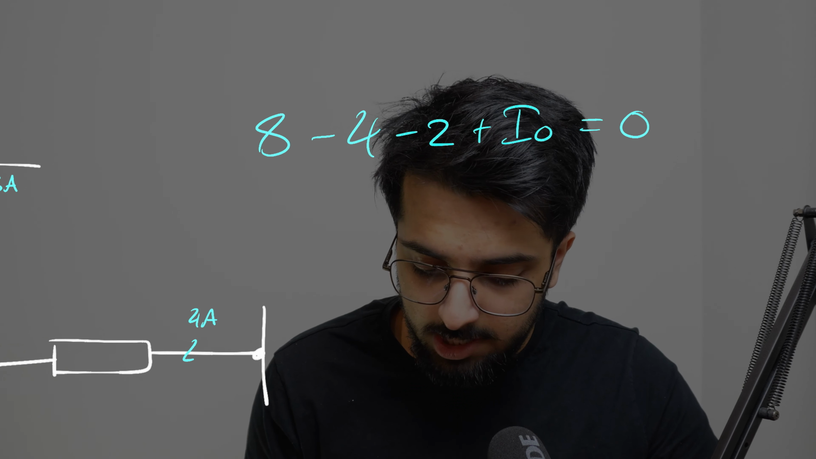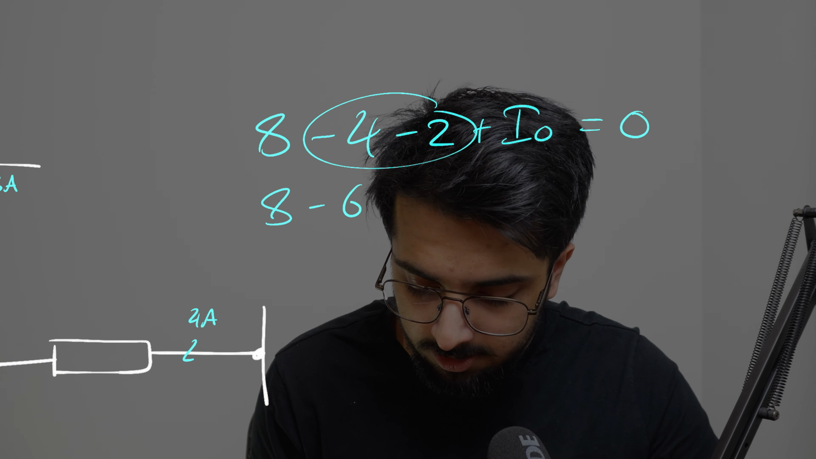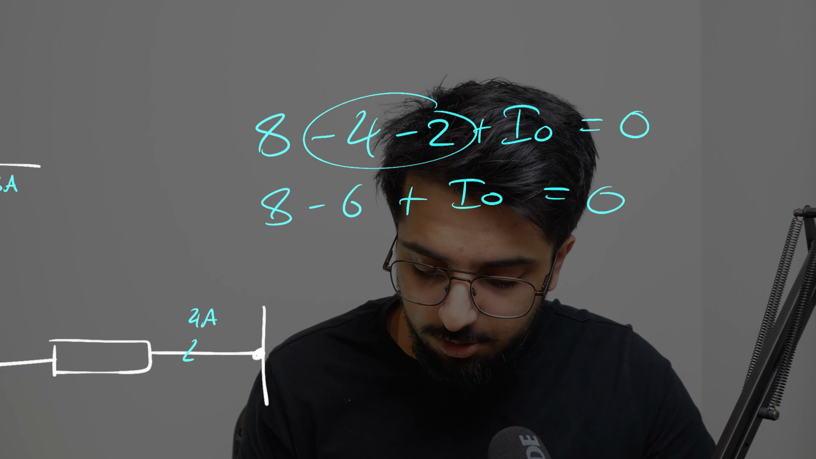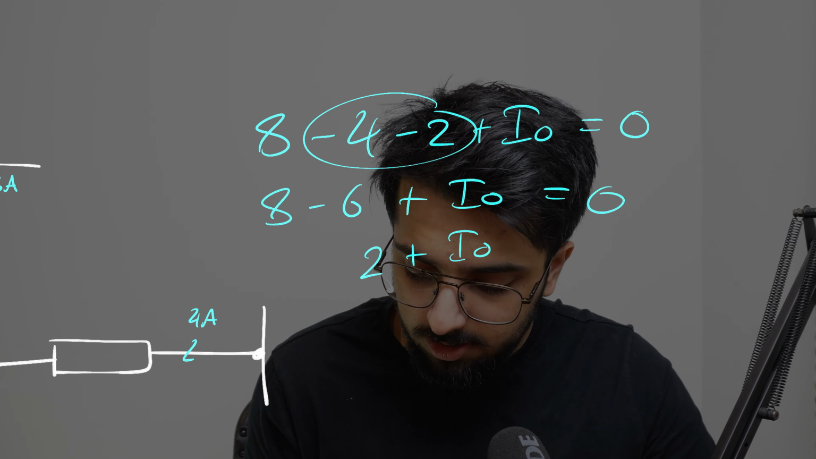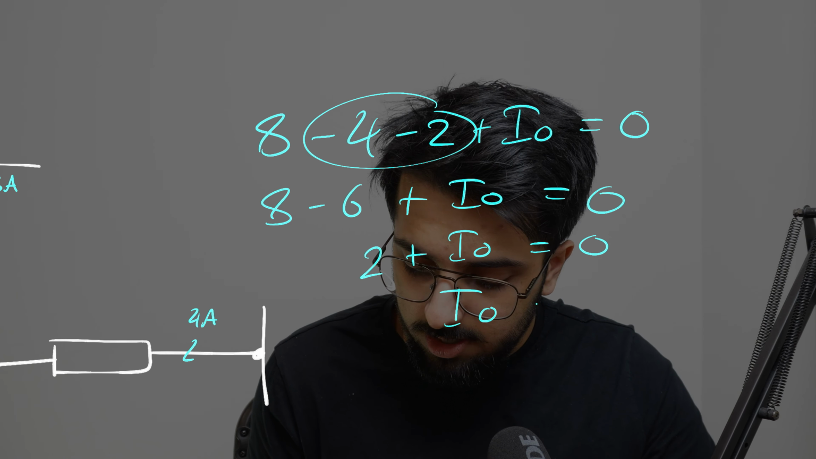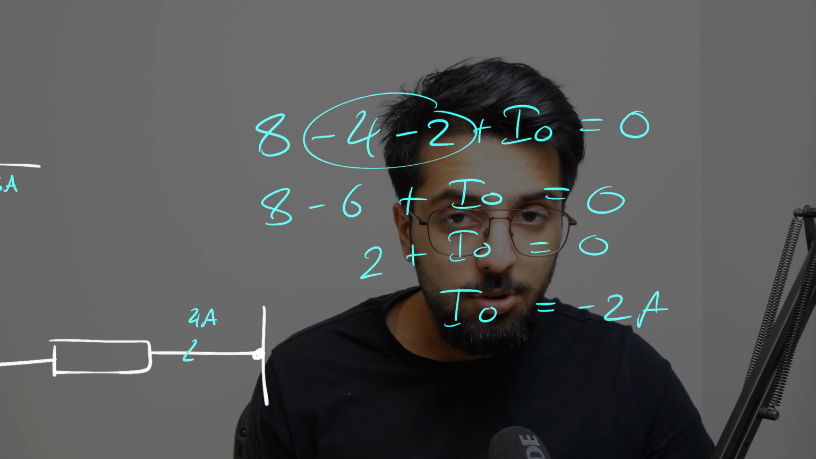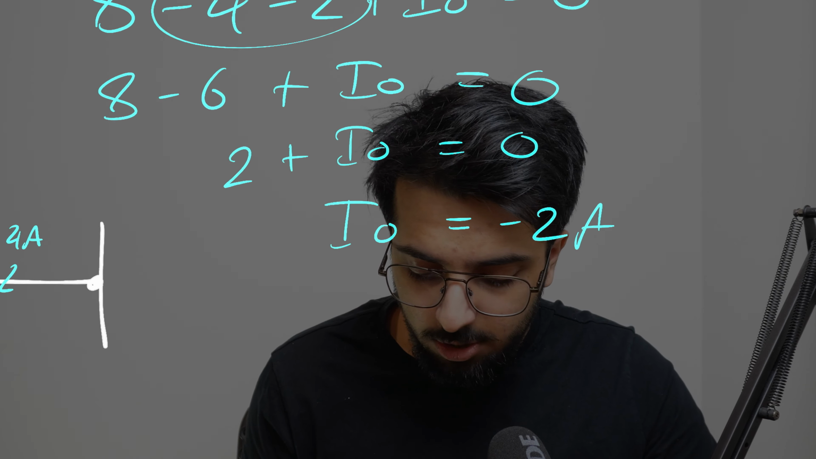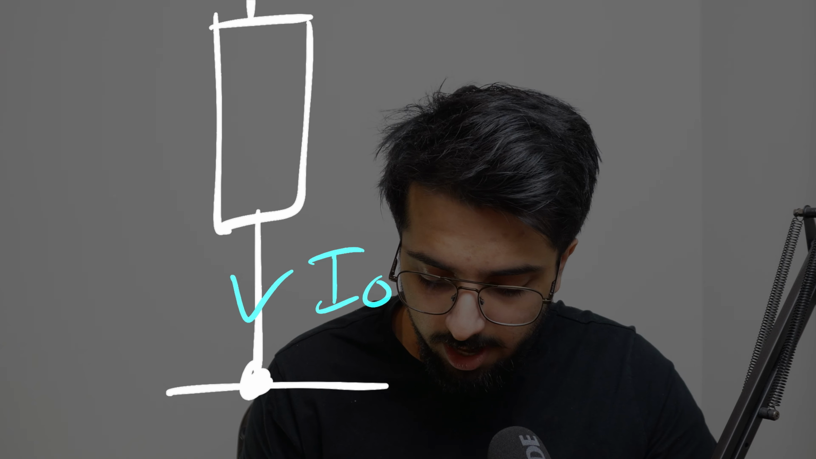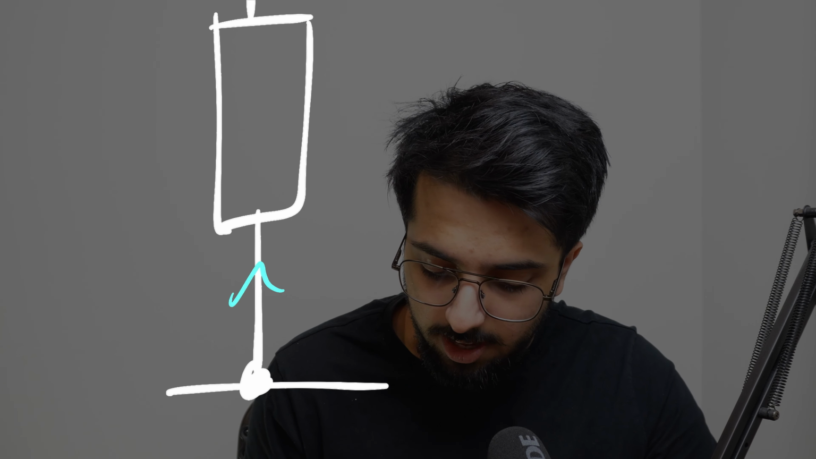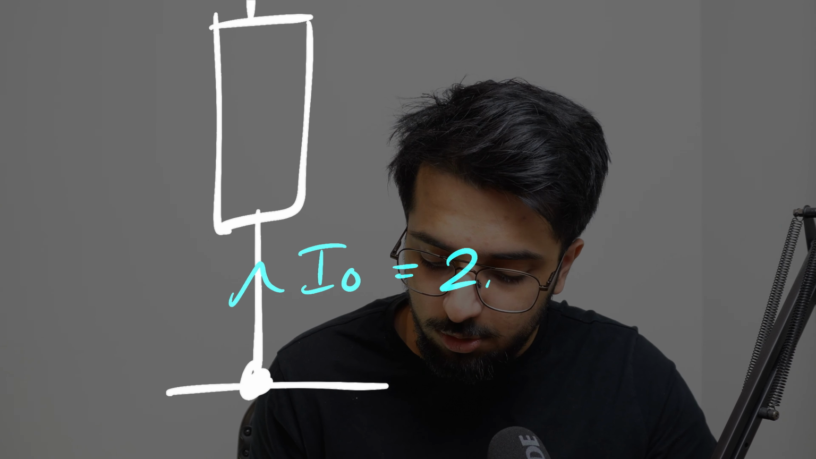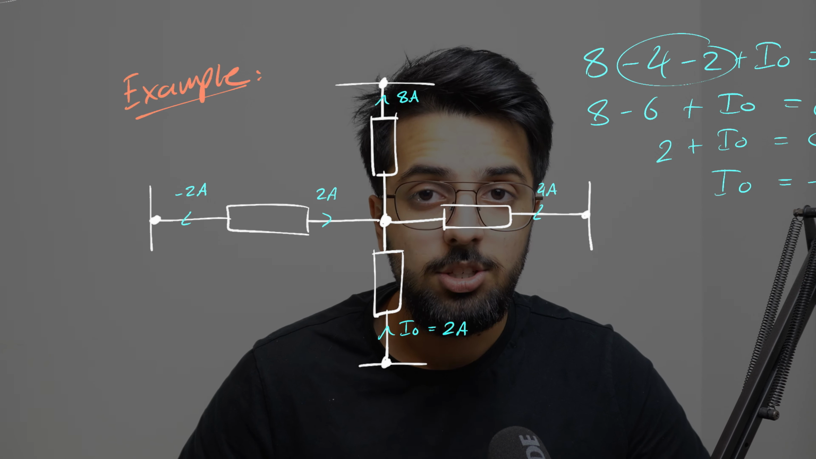And so therefore, this right here is equal to negative 6, okay? And so therefore 2 plus I naught is equal to 0, and therefore I naught is equal to negative 2 amps. And so we have a negative in this case, and so what that means is that in reality, I naught is not leaving, it's actually entering, okay? And that's equal to 2 amps, okay? All right, and that is Kirchhoff's current law.